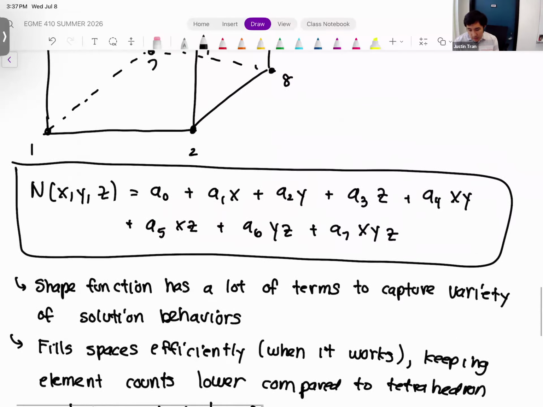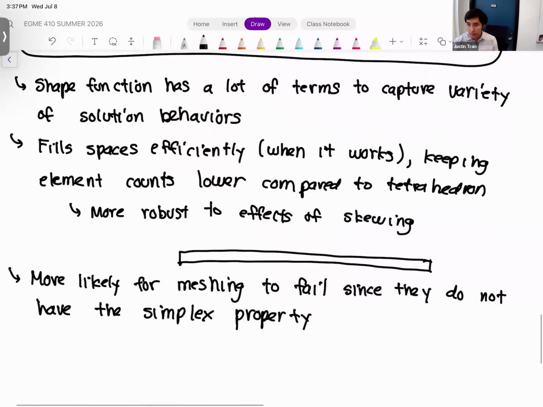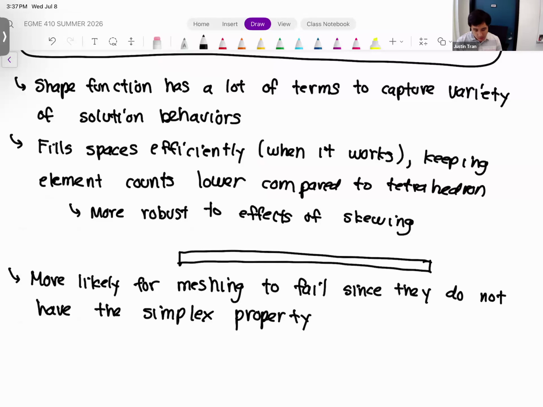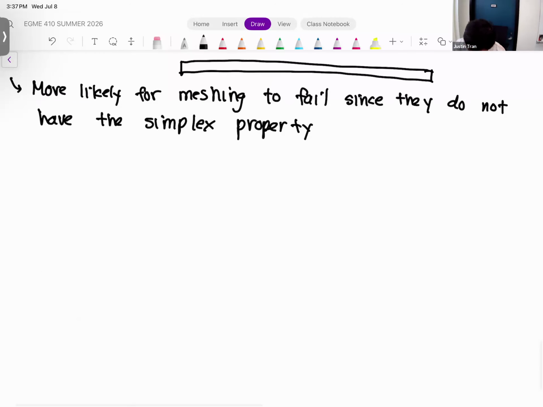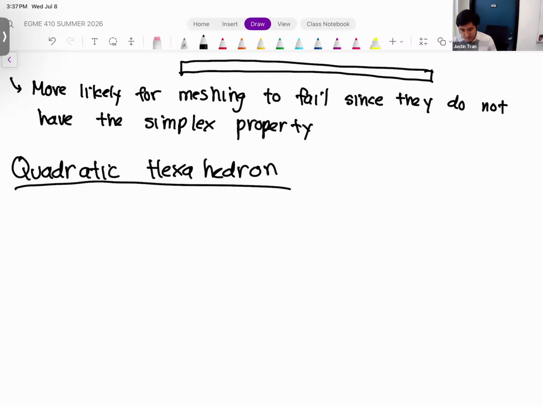All right, any other questions on the linear hexahedron? Okay, good. Let's finally go through the last element type here, which is the quadratic hexahedron. So this one's always fun. Just like we did with the tetrahedron, we're going to do the same exercise here. So we're going to draw our brick element, or our hexahedron.